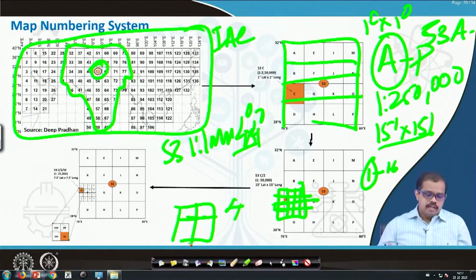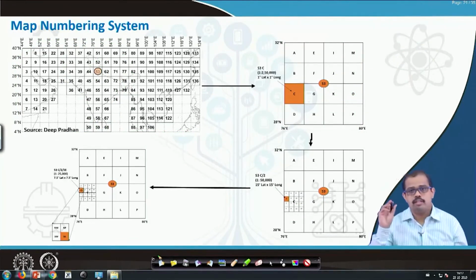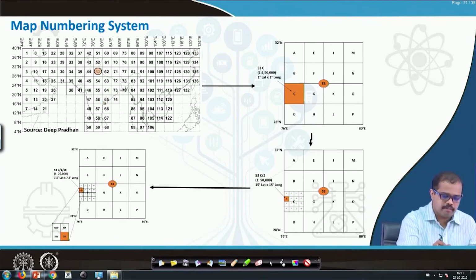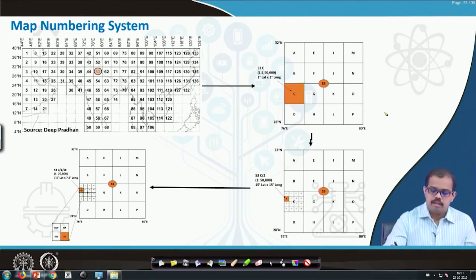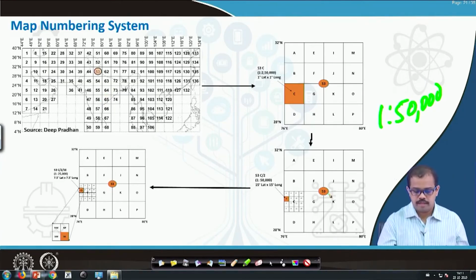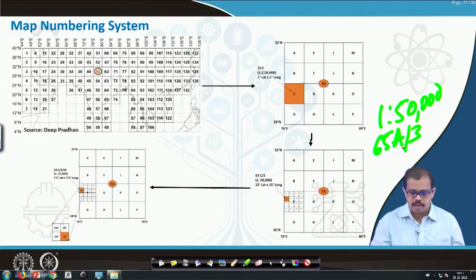Now let us say someone is working on a particular city, let us take Hyderabad. Hyderabad is represented by some map number here. When a person is trying to work on, let us say, a 1 is to 50,000 map, and the map number is closer to, let us say, 65, then the 50,000 map may be 65A/3. This is a map for Hyderabad.